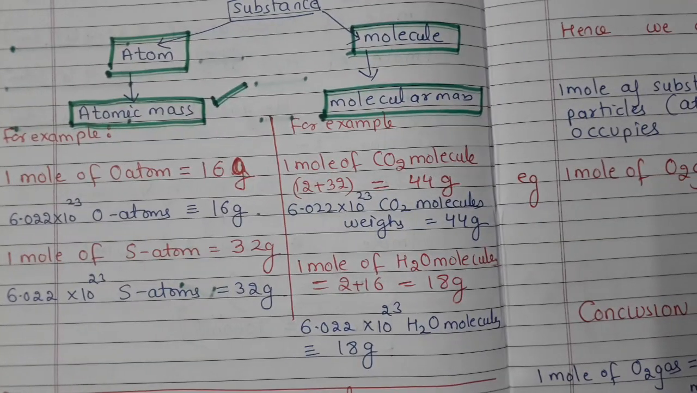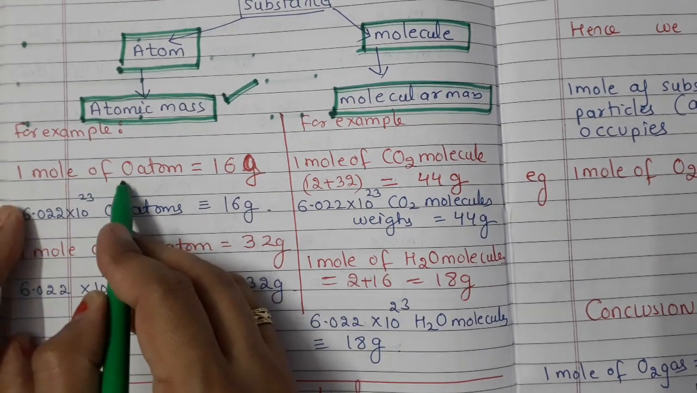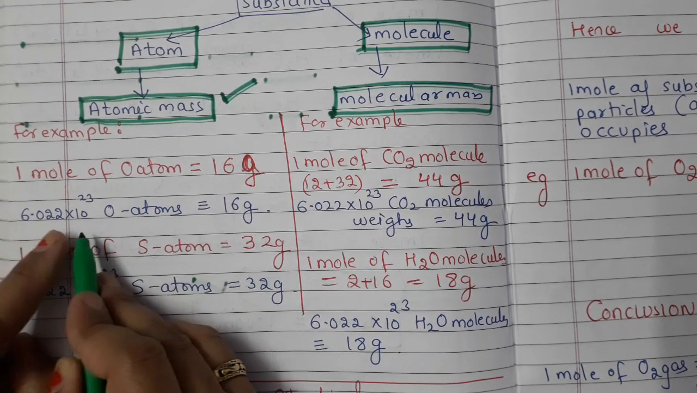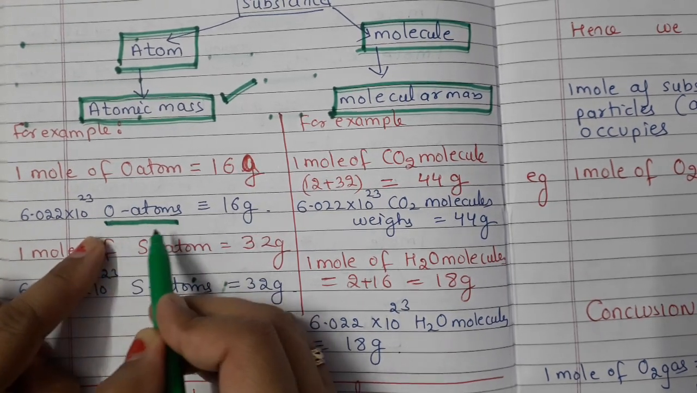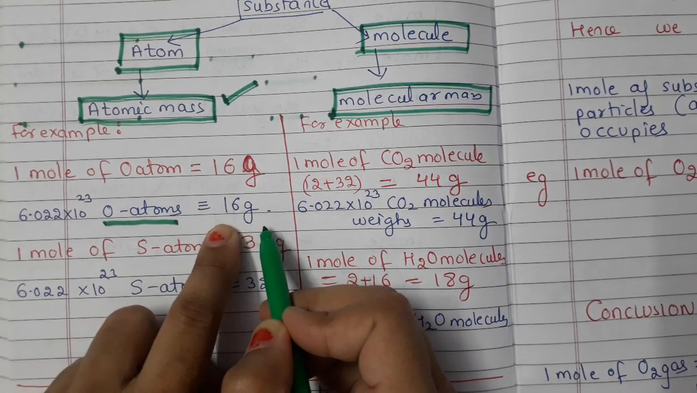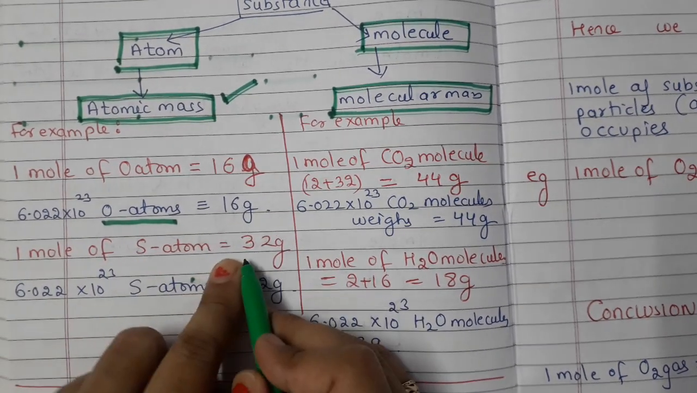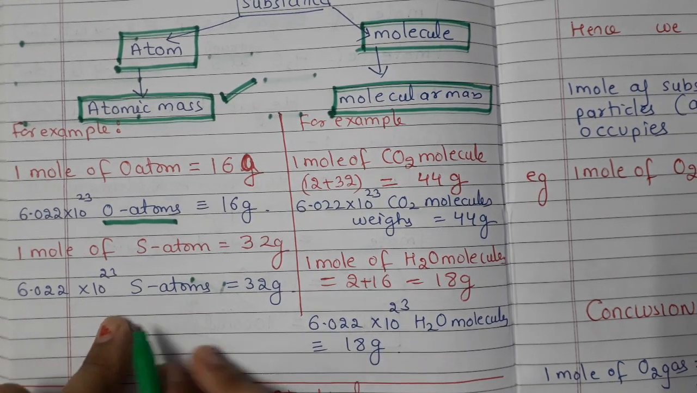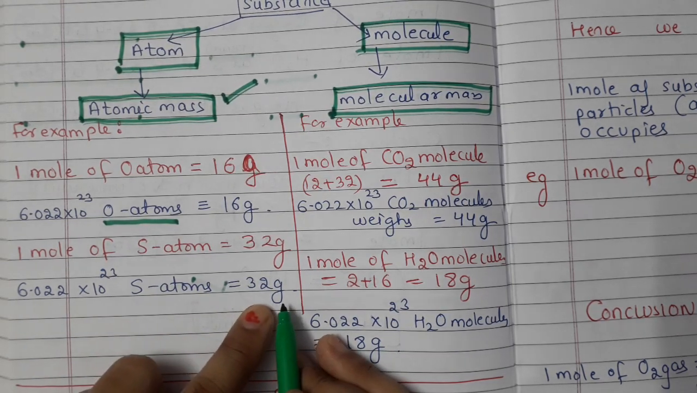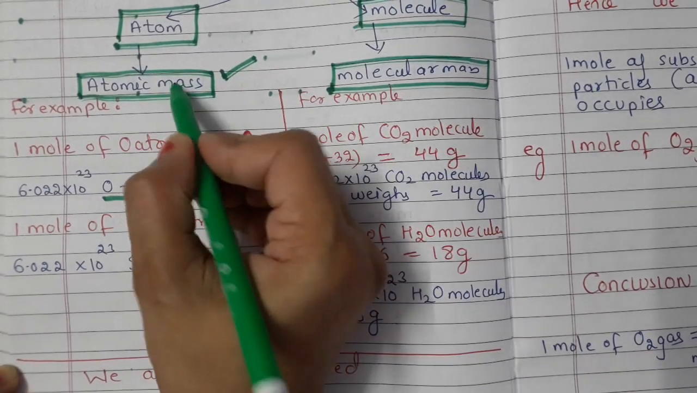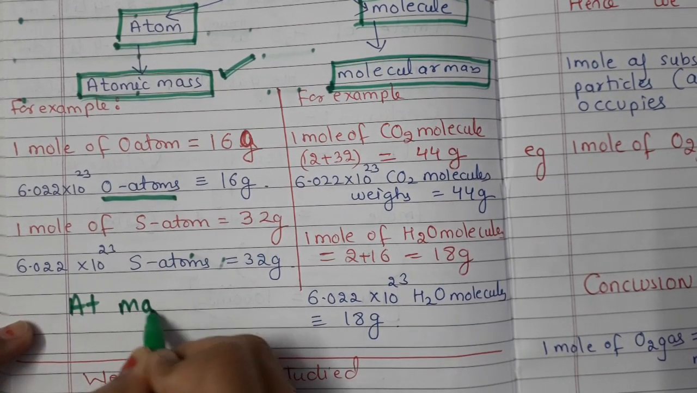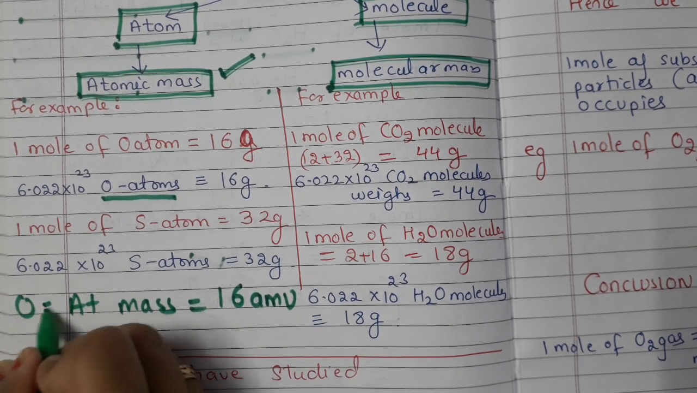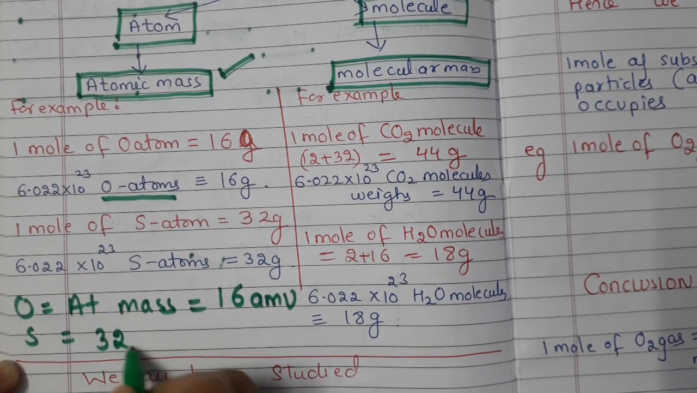Fine. Now, if I have 1 mole of oxygen atom, it means that 6.022 into 10 raised to 23 oxygen atoms weigh 16 grams. 1 mole of sulfur atom is 32 grams. It means 6.022 into 10 raised to 23 sulfur atoms weigh 32 grams. If anybody is asking me atomic mass, so students, in atomic mass we write like this, 16 amu. Then for sulfur we write like this, 32 amu.